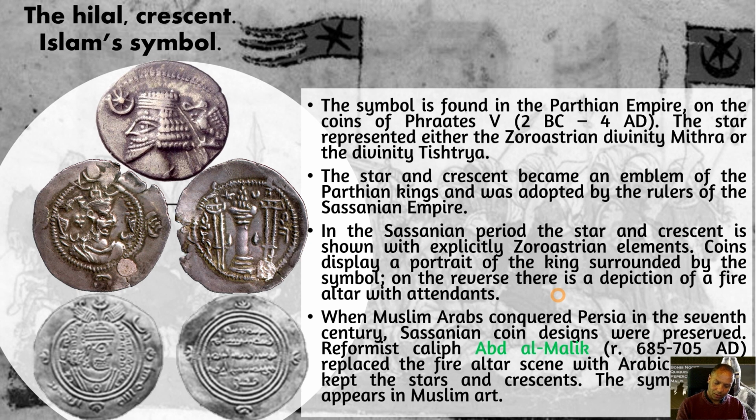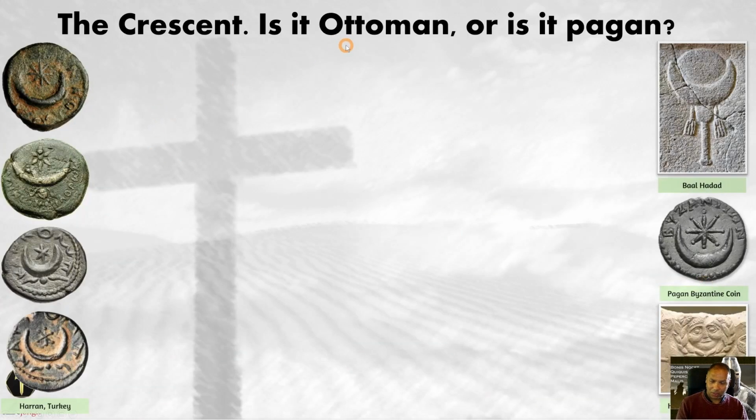But the term Malik is derived from an earlier Yemeni term, the Muqarribs. Right? We'll get into that as we go. So the crescent, Muslims often explain it away as saying, well, the Ottomans did it. And that happened in the 1700s and the 1740s. Well, is that true? So is it Ottoman or is it pagan? Let's have a look here.